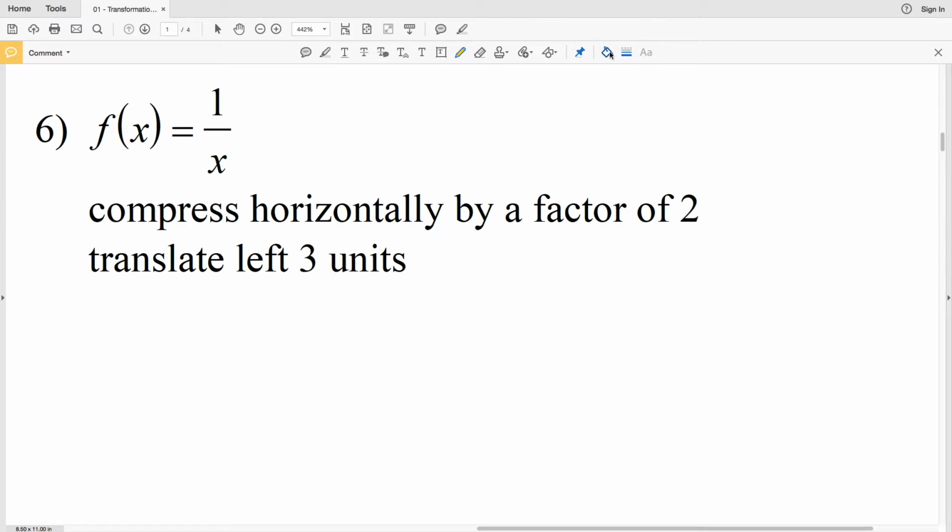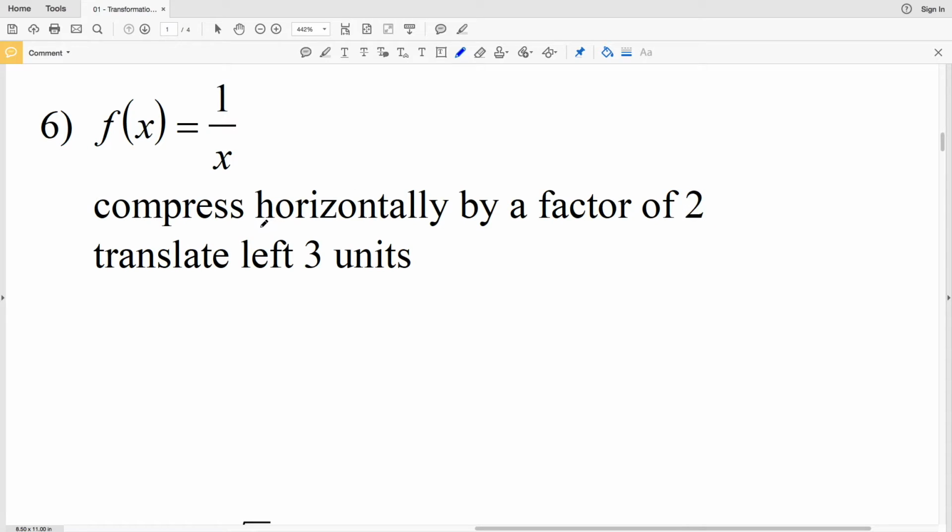In number 6, we're going to be compressing horizontally by a factor of 2. However, unlike compressing vertically, as opposed to doing 1 over the factor, when compressing horizontally it's just going to be multiplied by that factor. And again, since it is horizontal, as opposed to multiplying to the function, we're going to be multiplying to the variable. So we're going to be multiplying 2 to that variable.